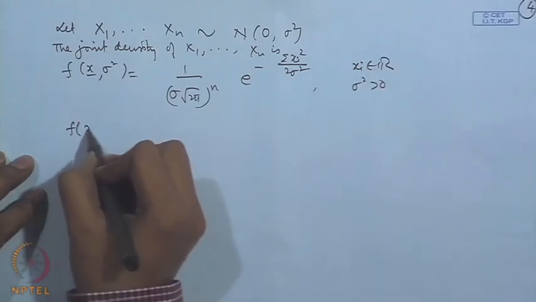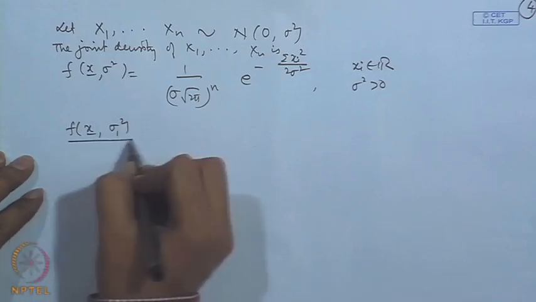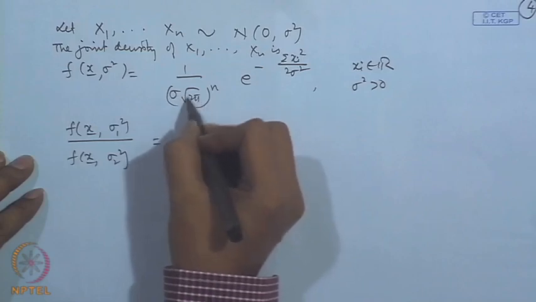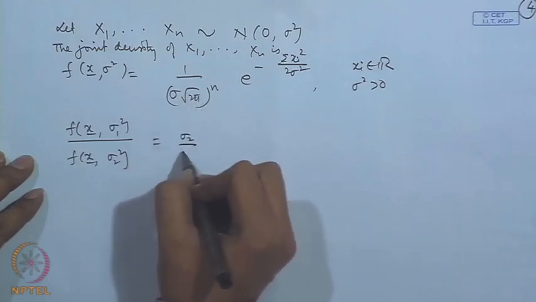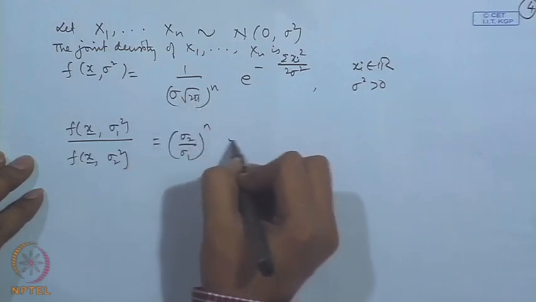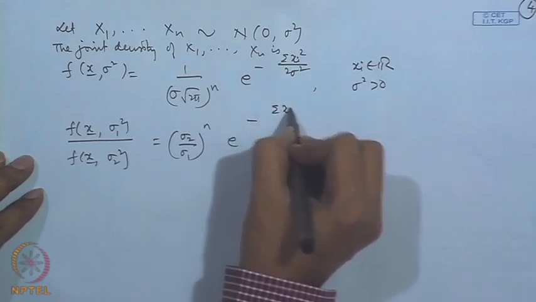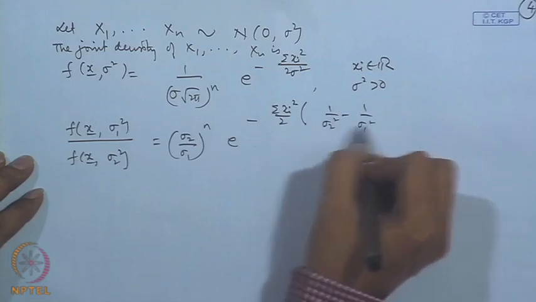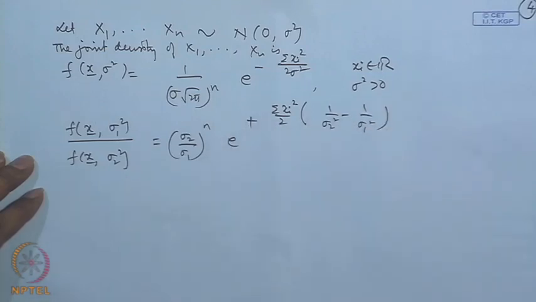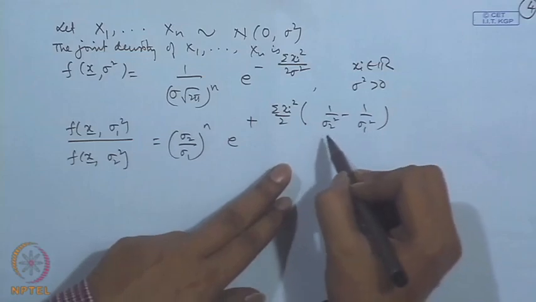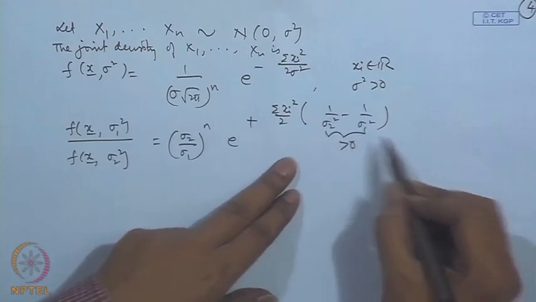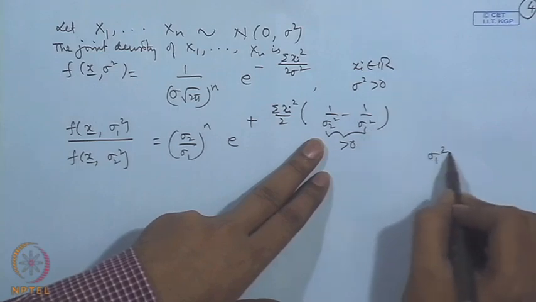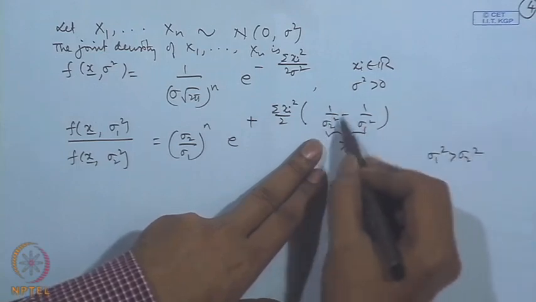So, when we write down the ratio, now this term gets cancelled out, we will get (sigma 2 by sigma 1) to the power n, e to the power minus sigma x_i square by 2 times (1 by sigma 2 square minus 1 by sigma 1 square). So, this I will put plus here. Once again you note here this is positive if sigma 1 square is less than sigma 2 square; if sigma 1 square is greater than sigma 2 square, then this term becomes positive.